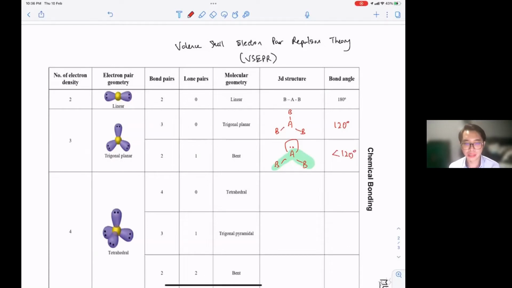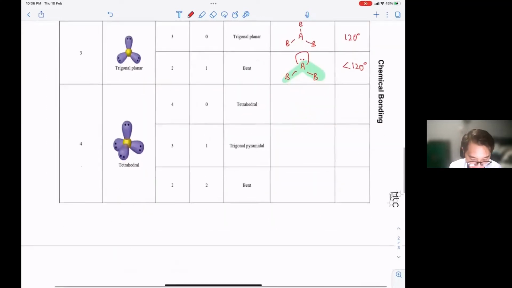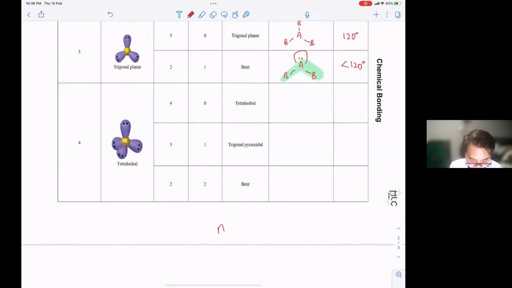Now let's come to the four electron regions. Some students mistakenly think that the best way to arrange four electron regions would be as a square. But this is wrong. You will notice that the maximum bond angle over here will just be 90 degrees. But there is a way to rearrange them such that the electron pairs are even further apart. Because if you arrange them as a square, you are just considering it in two-dimensional space. But there is actually three-dimensional space.